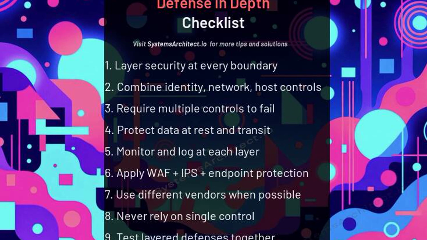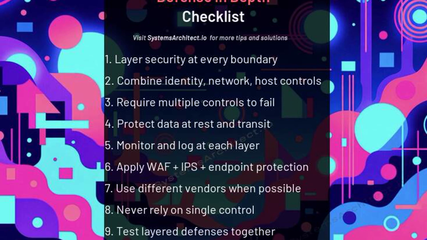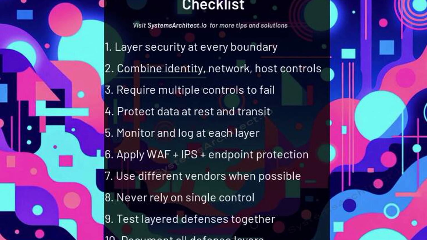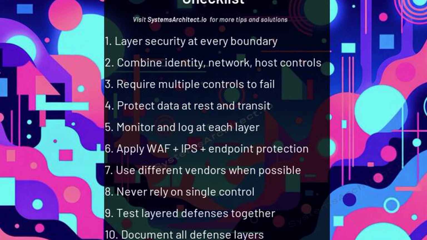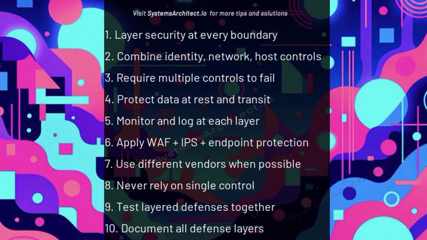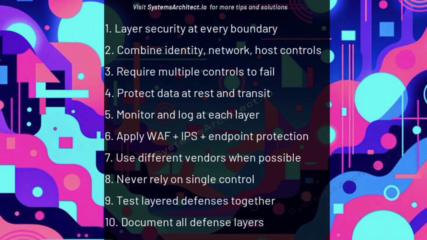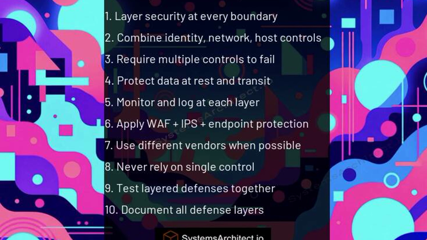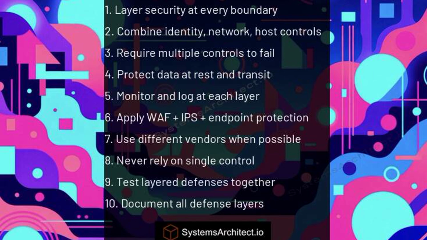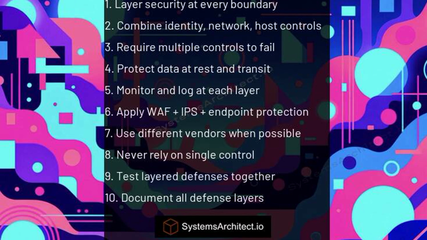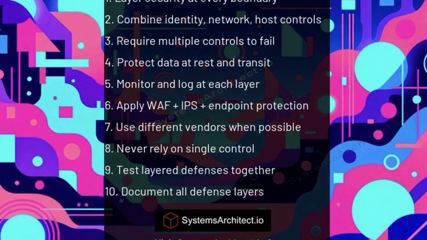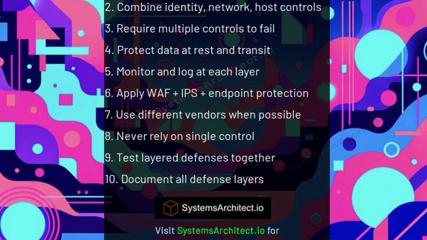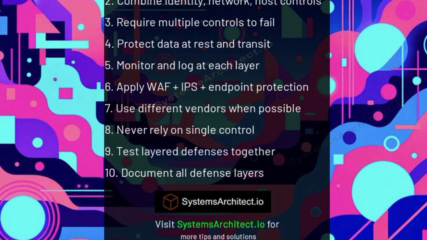2. Combine identity, network, host controls. 3. Require multiple controls to fail. 4. Protect data at rest and in transit. 5. Monitor and log at each layer. 6. Apply WAF plus IPS plus endpoint protection. 7. Use different vendors when possible. 8. Never rely on single control. 9. Test layered defenses together. 10. Document all defense layers.